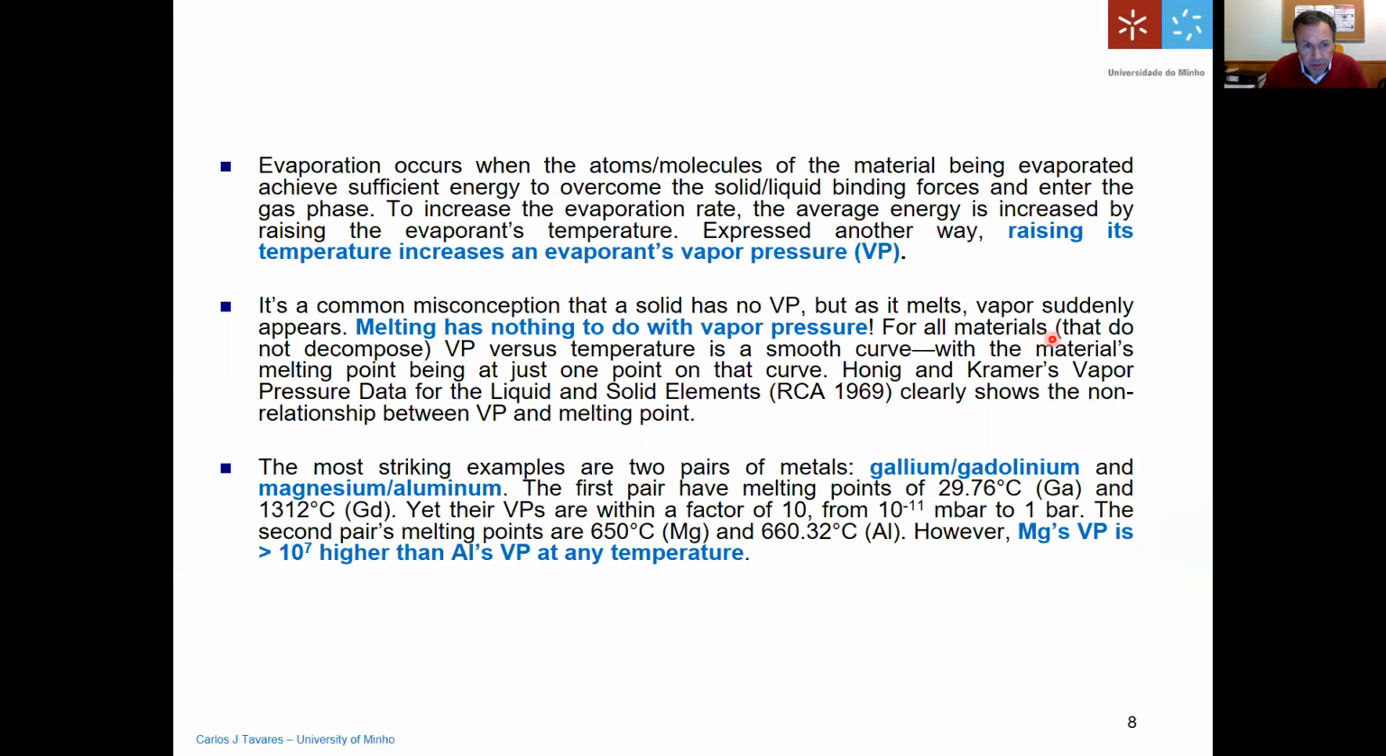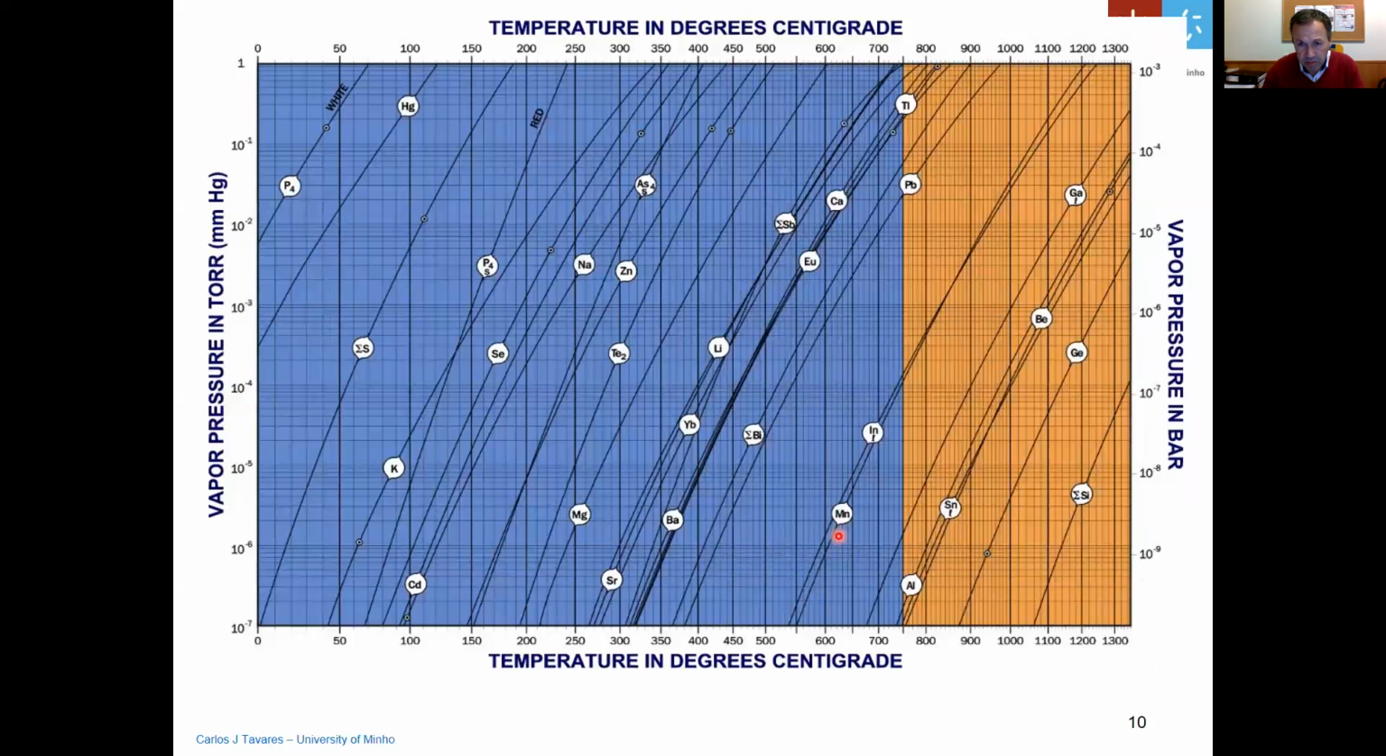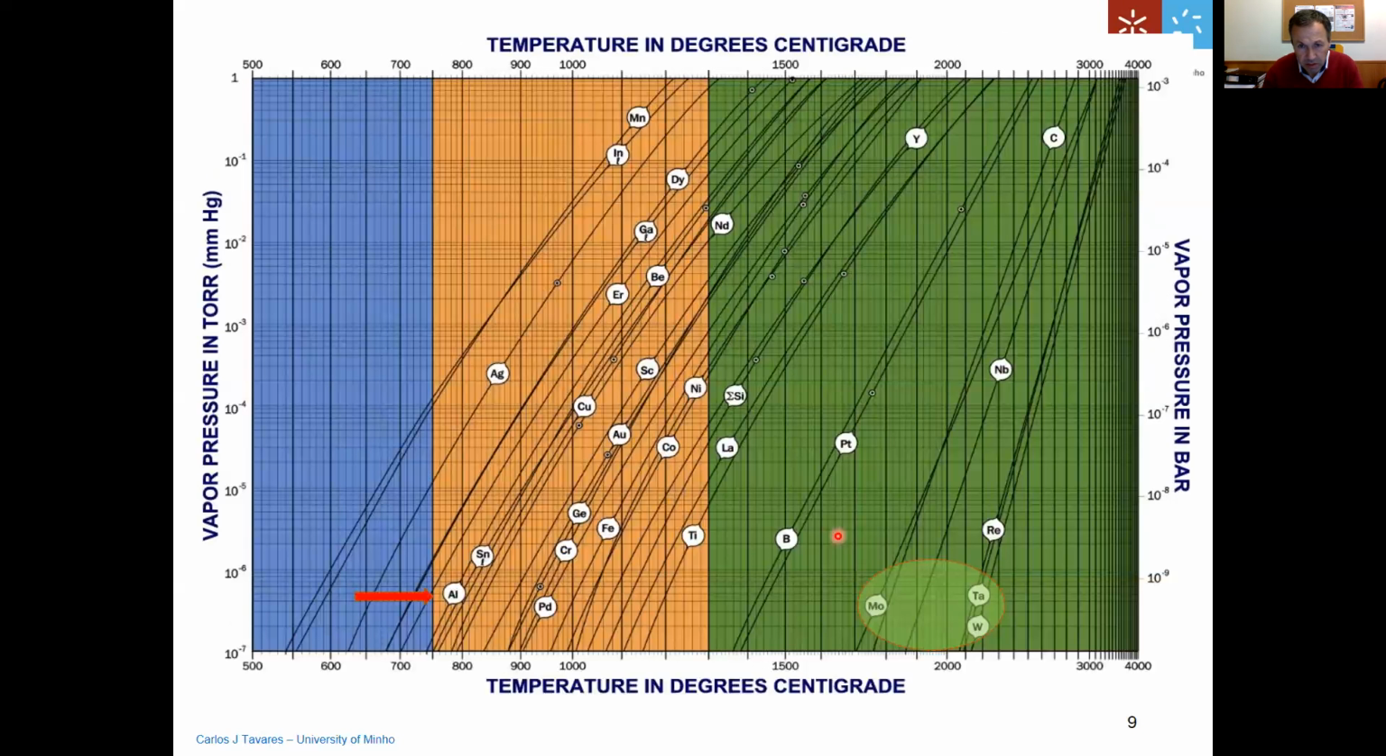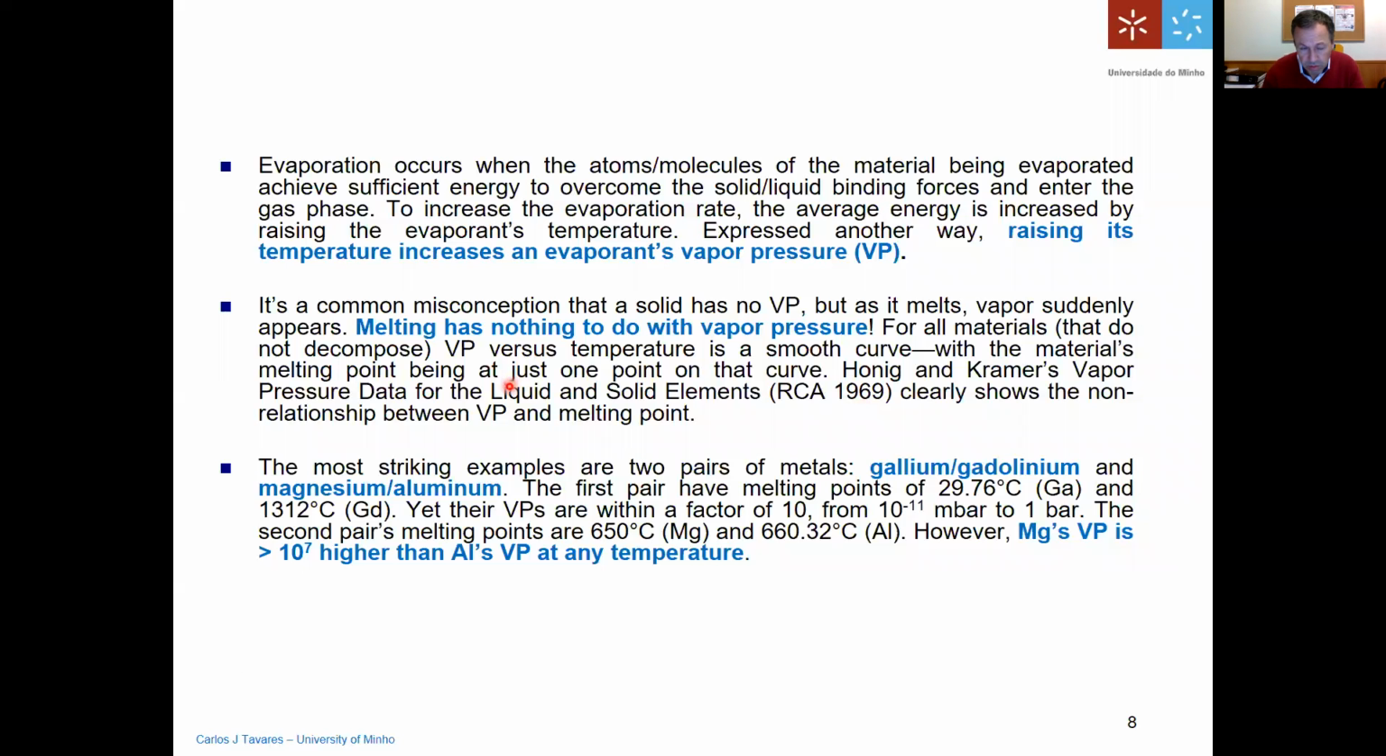So for all materials that do not decompose, the vapor pressure versus temperature is a smooth curve, like I said, with the material's melting point at just one point on that curve. The Honig and Kramer vapor pressure data for liquid and solid elements, which was published by RCA in 1969, really shows the non-relation between vapor pressure and melting point. If you look at these two charts that I'm going to show you, there are some really interesting facts you can compare between pairs of elements. And I'll be showing you some of them.